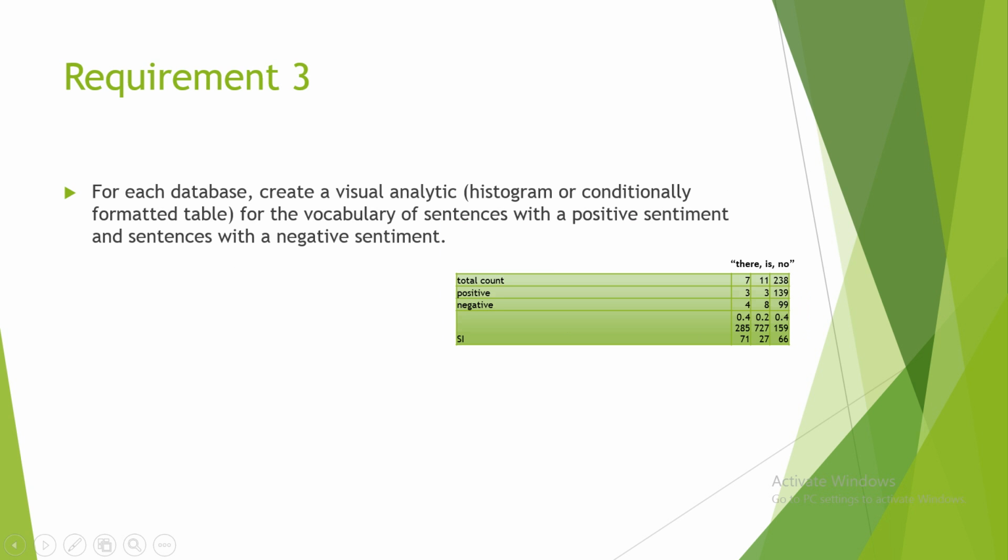For requirement 3, we created a visual analytic for the vocabulary of the sentiments with positive sentiment and negative sentiment. These are the counts for the words there, is, and no. The first row is the total count of these words within the sentence. The second row is the total number of positive uses of the words, and the third is the total count of how many negative sentiments of the words. And then lastly, we have our SI unit again.